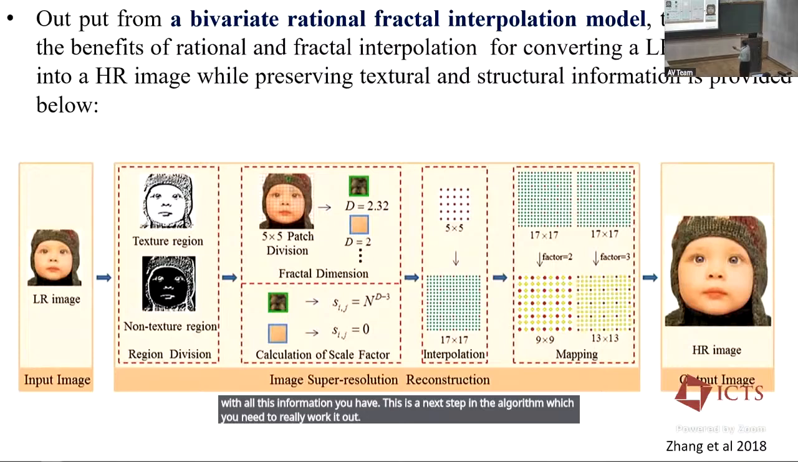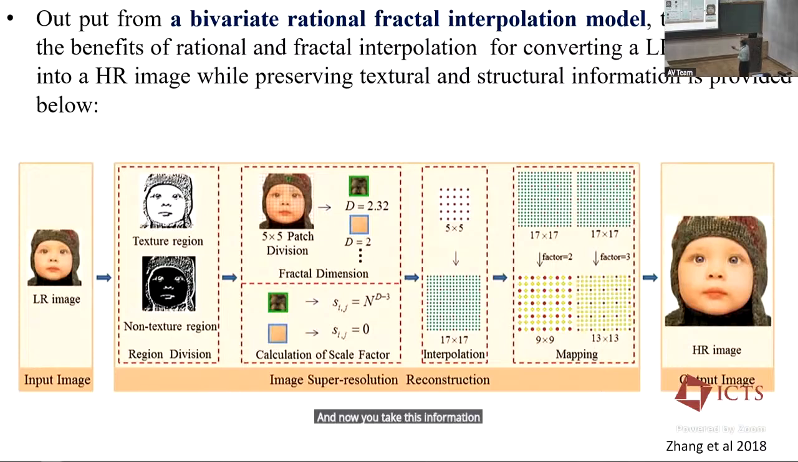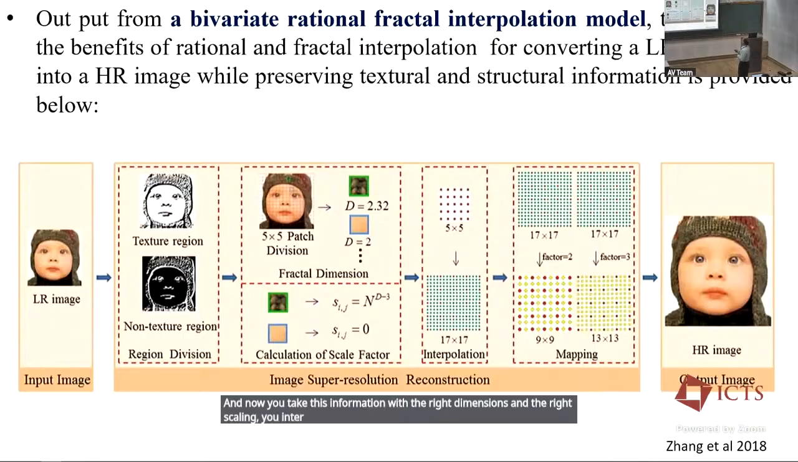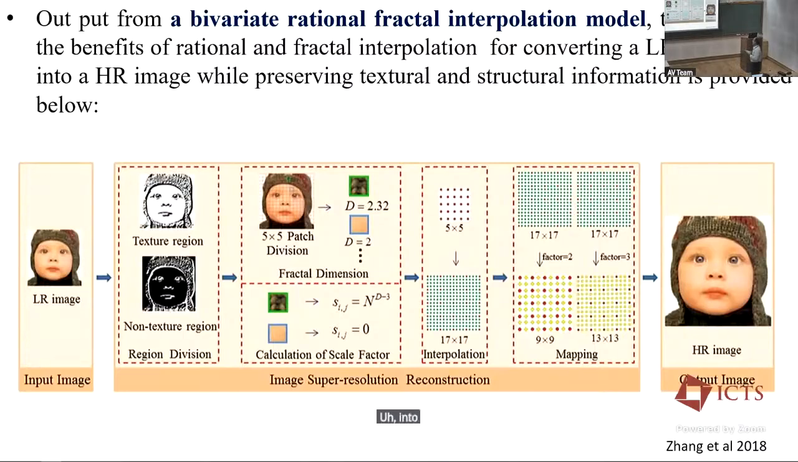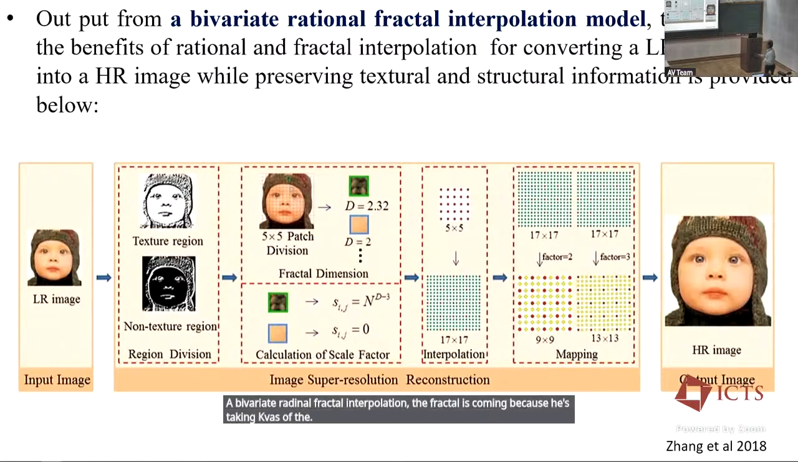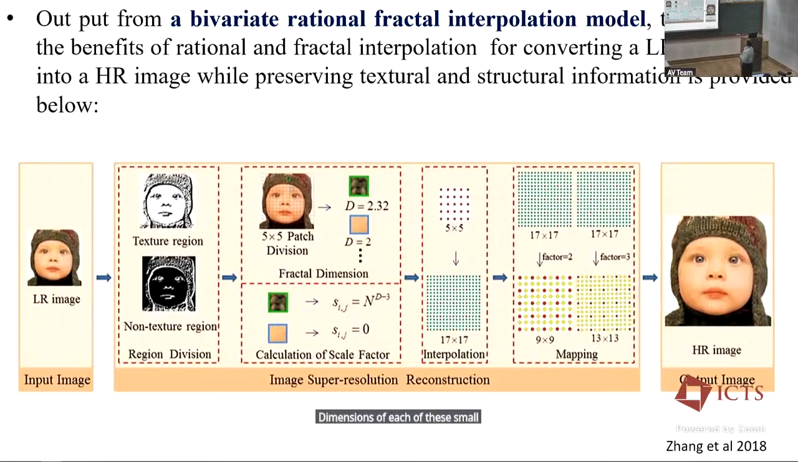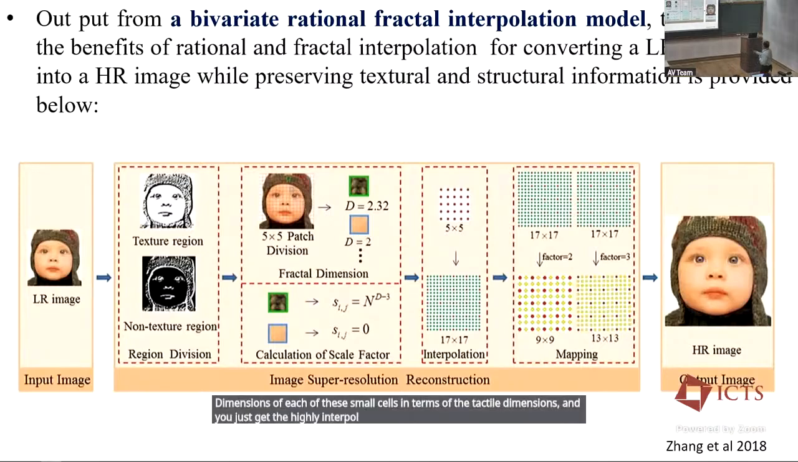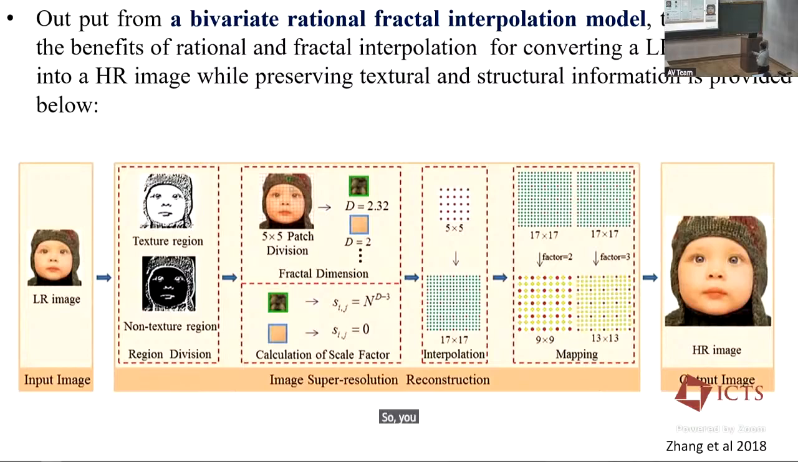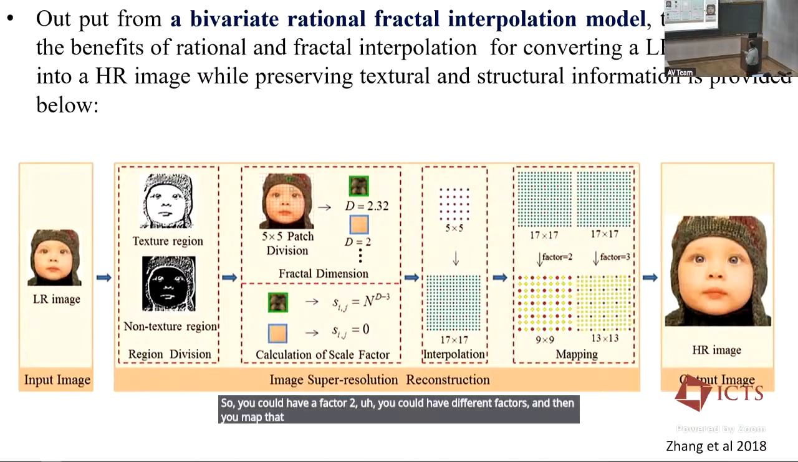Now you take this information with the right dimensions and the right scaling, and you interpolate it into a finer grid. So 5x5 into this, you can use a bivariate rational fractal interpolation. The fractal is coming because it's taking care of the dimensions of each of these small cells in terms of the fractal dimensions. And you just get the highly interpolated data here. So you could have a factor of 2, you could have different factors, and then you map that information into this.